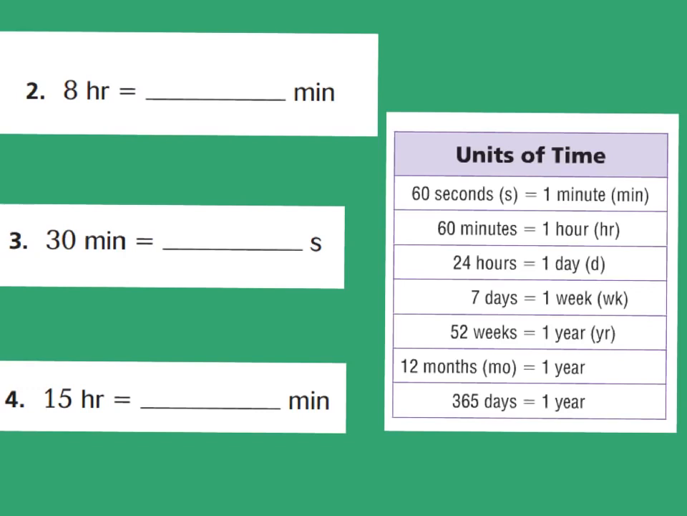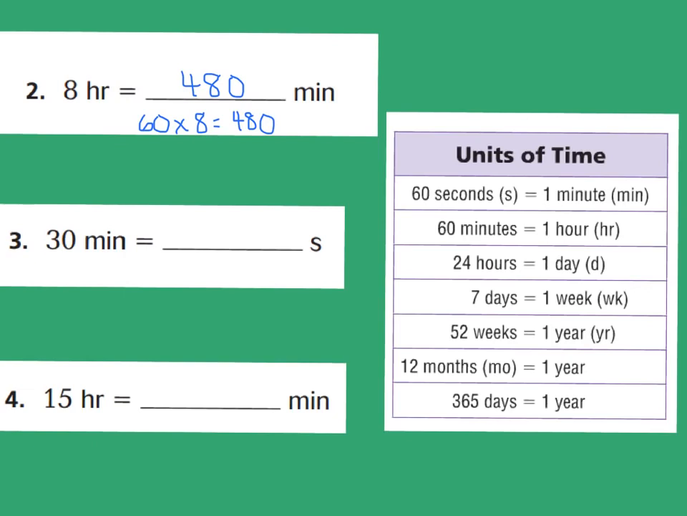So let's go ahead and look at our chart. First of all, we want to ask ourselves how many minutes are in 1 hour. Let's come down here. I can see 1 hour equals 60 minutes. So if we want to know how many minutes are in 8 hours, what will we have to do? Go ahead and press pause and see if you get your answer correct. For number 2, you should have done 60 minutes times 8 hours will equal 480 minutes. Do you see how you had to multiply to get this answer? Because you're going from a large unit to a smaller unit, so you're going to multiply.